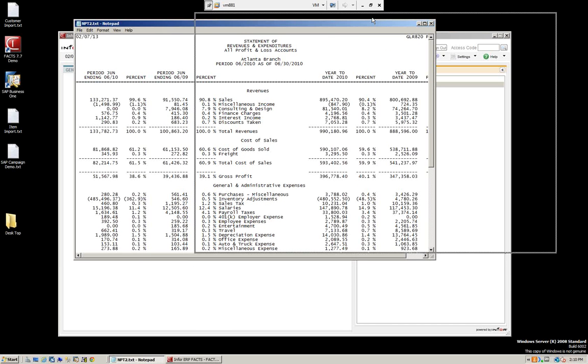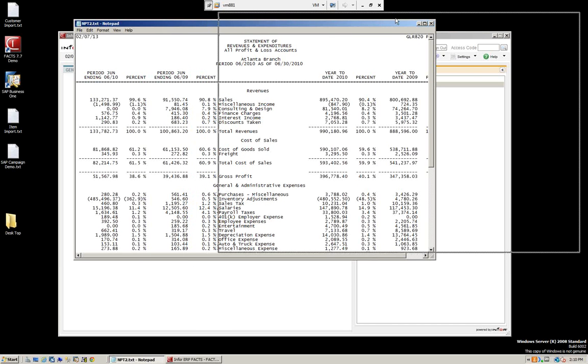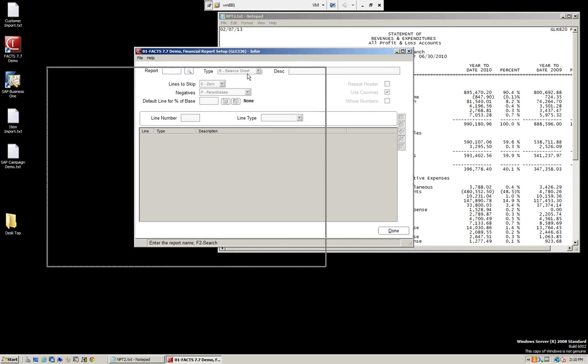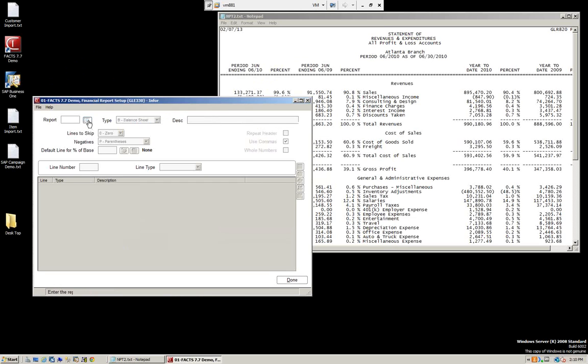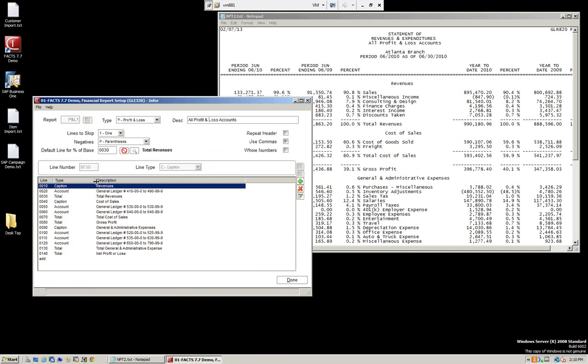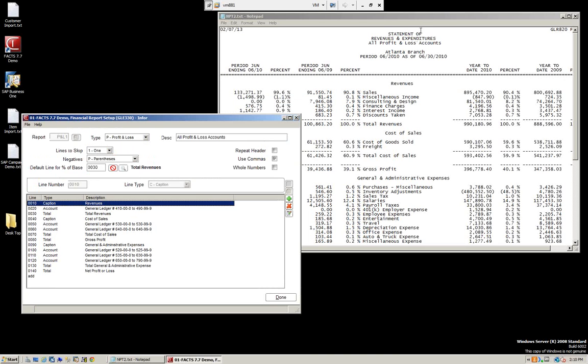Let's run that. Let's put this off to the side here. Let's go back to the setup. Let's choose. So now let's take a look at this and see what's going on.